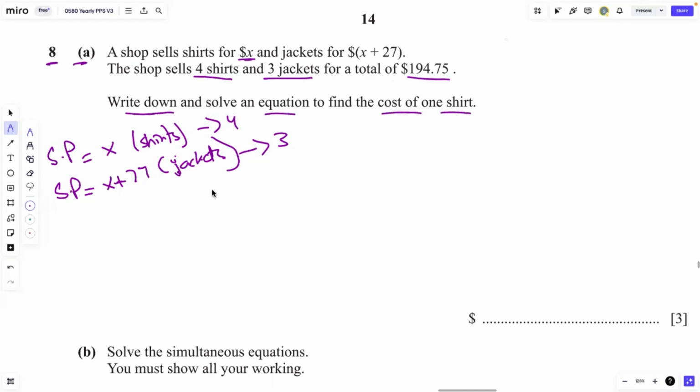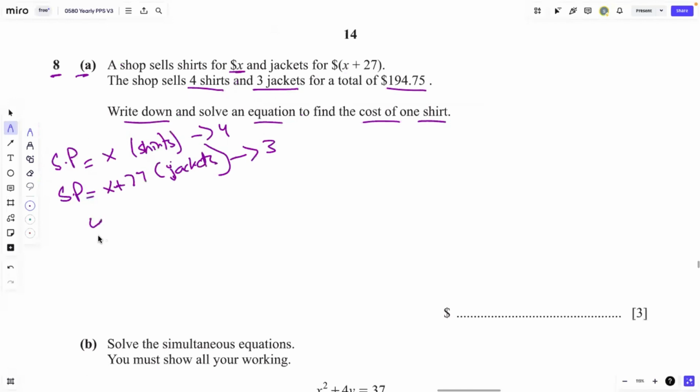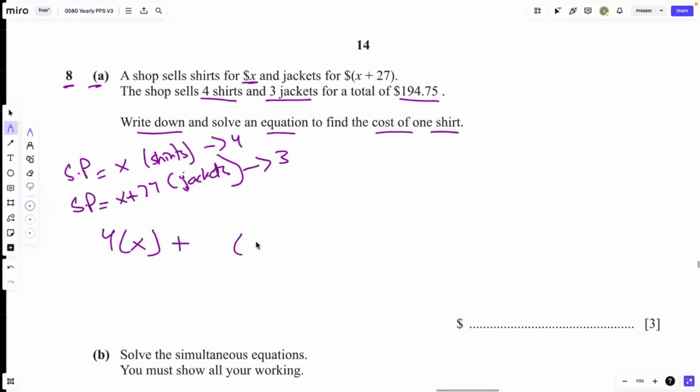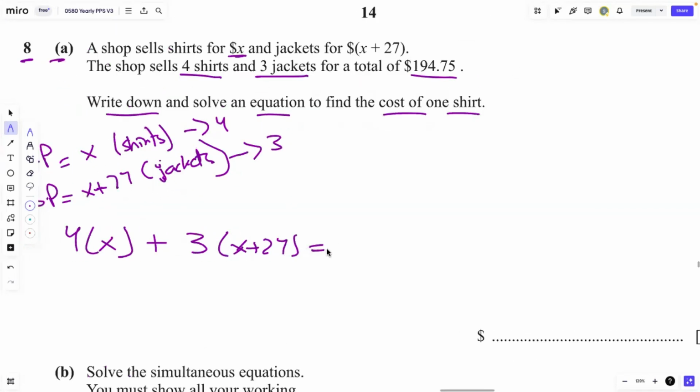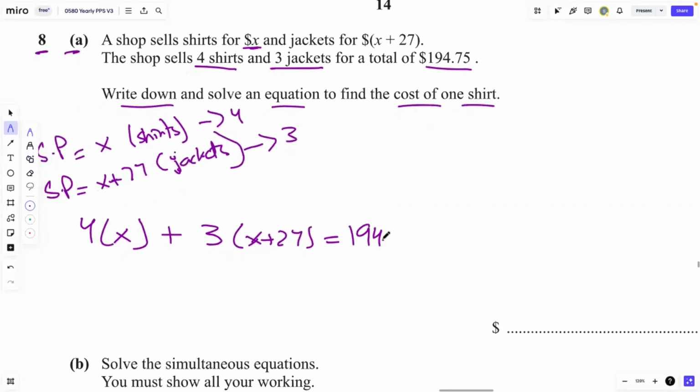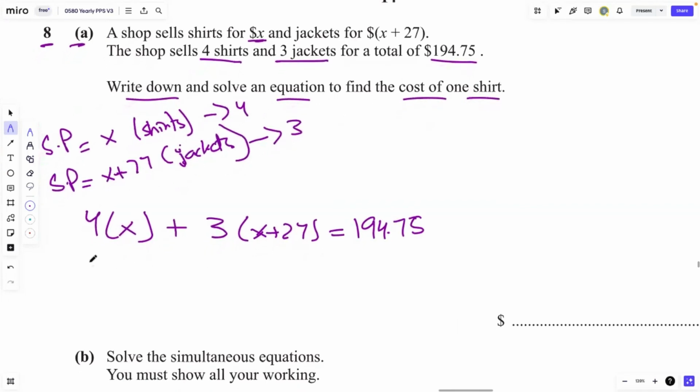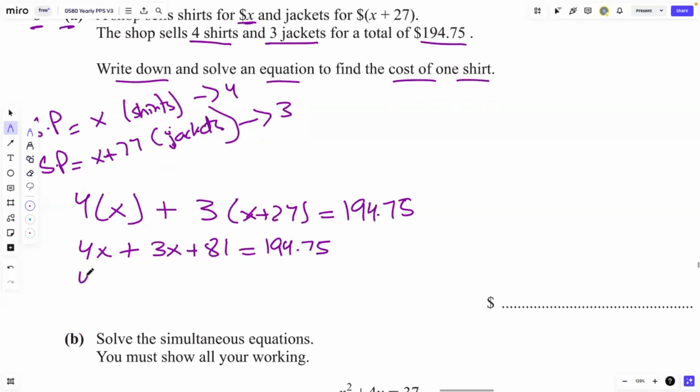So this is easy because if he's selling one shirt for x amount, how much would he be selling the 4 shirts for? 4 times x. Similarly, for the jackets, if he's selling one jacket for x plus 27, just do that 3 times because we have a total of 3 jackets. And the total amount, you add them up, the total amount received is 194.75. That is the equation we're supposed to form. And now you're supposed to solve that. That's 4x plus 3 times x is 3x, 3 times 27 is 81, equals 194.75.